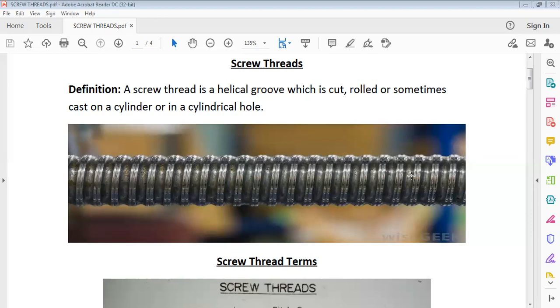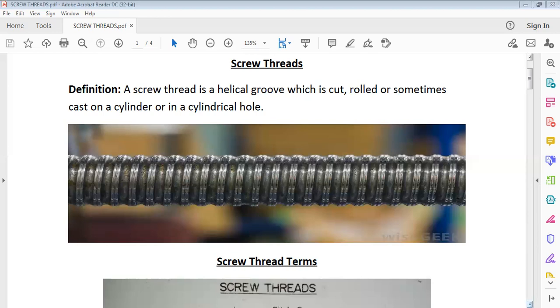So a screw thread is a helical groove which is cut, rolled, or sometimes cast on a cylinder or in a cylindrical hole. Looking at this diagram, this is a screw thread. We have threads on a metal, so this one is talking about bolts. So this is a bolt. And if it is a nut, that means we have the thread inside the hole, as described in this definition. So this is screw thread.